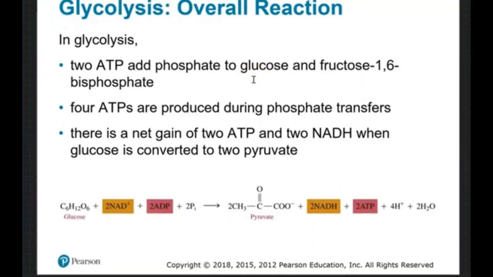So the overall reaction of glycolysis can be presented as you see on the bottom. You take a molecule of glucose and convert it into 2 molecules of pyruvate. During this process, we generate 2 molecules of NADH out of 2 molecules of NAD+, and we generate 2 molecules of ATP out of 2 molecules of ADP and 2 inorganic phosphates.